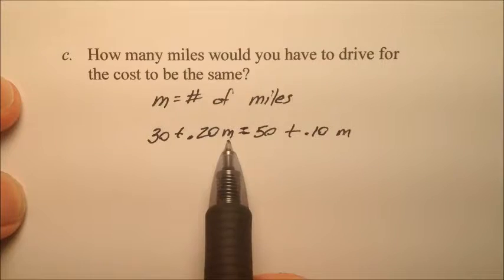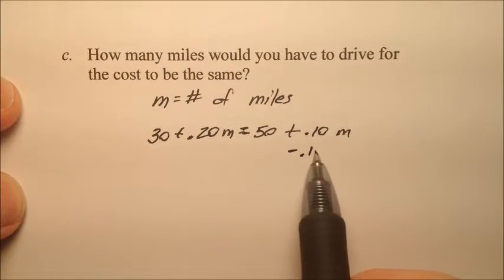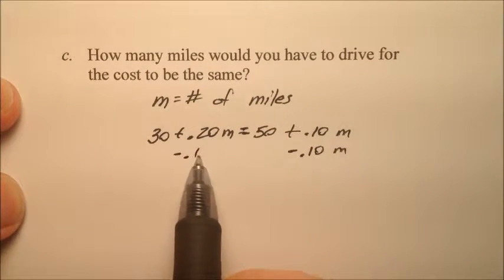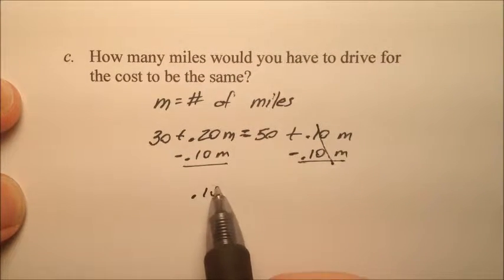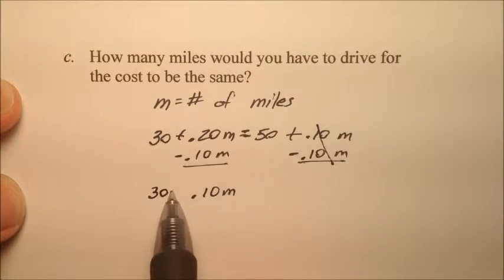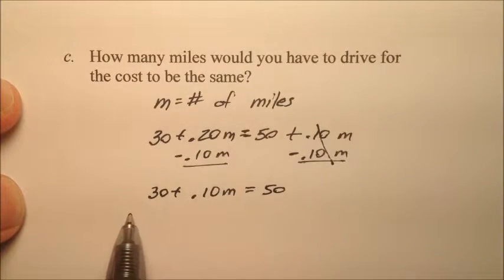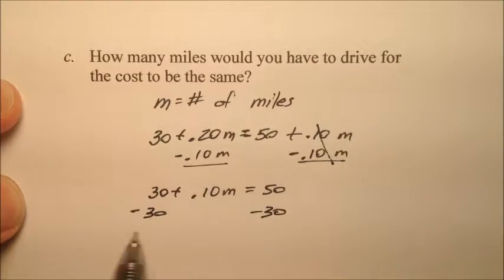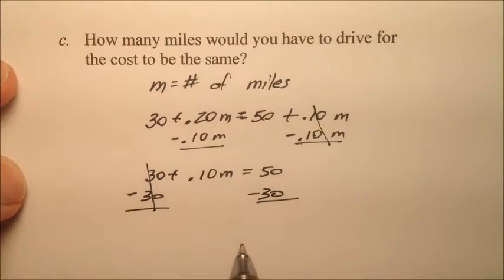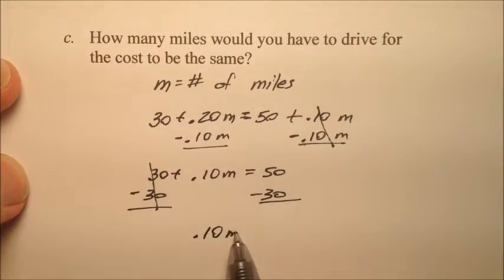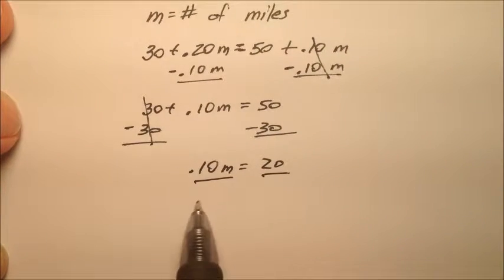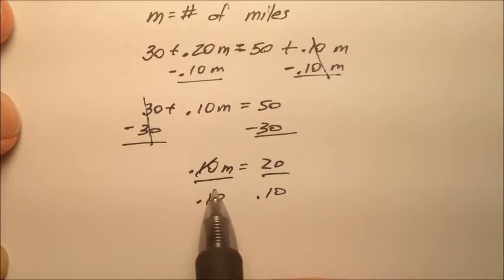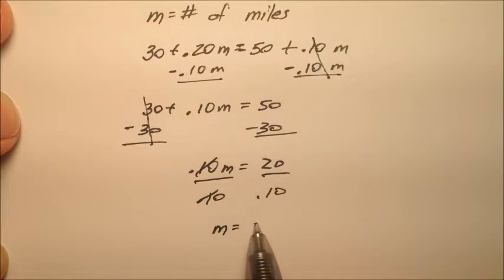Let's put our m's, or the variables, on the left side. So I'm going to subtract 0.10m from both sides. When I do that, those will cancel, and I'm left with 0.10m over here. I also have my 30 plus and my 50 over there. So now let's just subtract 30 from both sides. Those cancel. I'm left with 0.10m equals 20. And then when I divide both sides by 0.10, 20 divided by 0.1 is going to be 200, and that equals m.